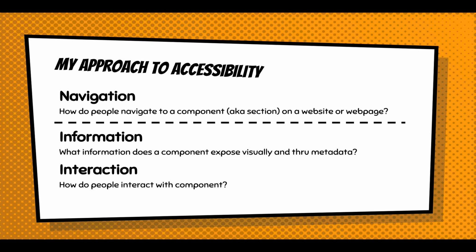But really, the other part is information. When you get somewhere, what is the information that's visually exposed and through metadata? What is being said to someone when they're using a screen reader? What are the directions? And once they get there, especially with forms, how do they interact with that component, especially if it has hide/show logic, or if there's Ajax, how does that interaction work? What is communicated as that interaction is occurring?